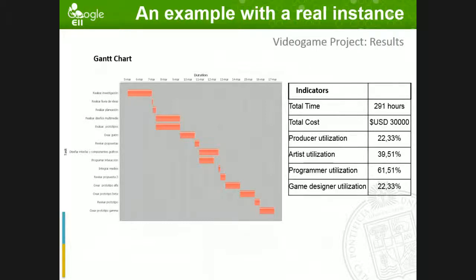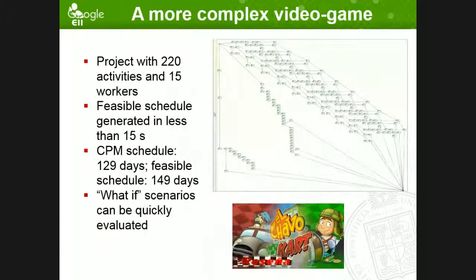Of course, this is not a very, very complex video game. Probably it will take longer just to model this and then map it. But there are complex projects like this. This is a project called El Chavo Kart, which has 220 activities and about 5 workers with different skills. Generating the schedule in Microsoft Project is kind of painful, and if you want to reconstruct the schedule or add activities, it can be a little difficult, but we can do this easily with the BPMN, and then find the schedule.